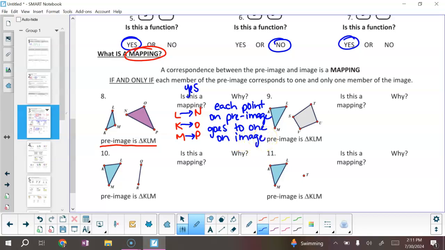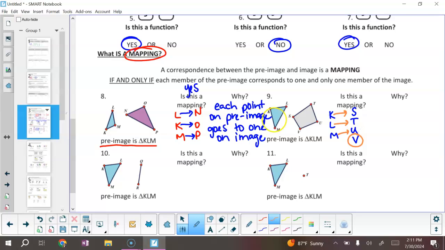Okay? Now, I'm going to look at another one here with you guys. I'm going to look at number 9 with you. So number 9, we've got 3 letters. We've got K, L, and M. Okay, so pretty similar to that first triangle. Now, the second shape has 4 points. It has S, T, U, V. Okay? If I start to draw my arrows, K could go to S, L could go to T, M could go to U, but I still have this last point here that's missing something. It doesn't have anything to go to it.